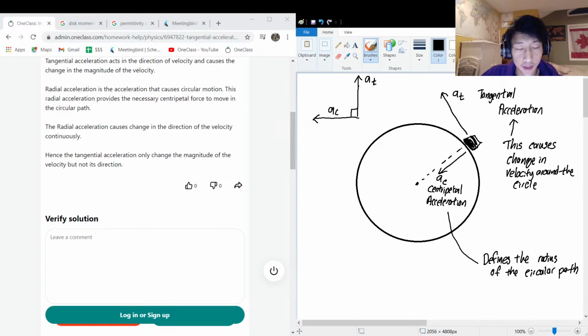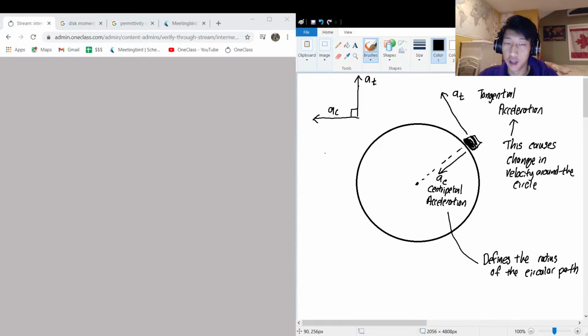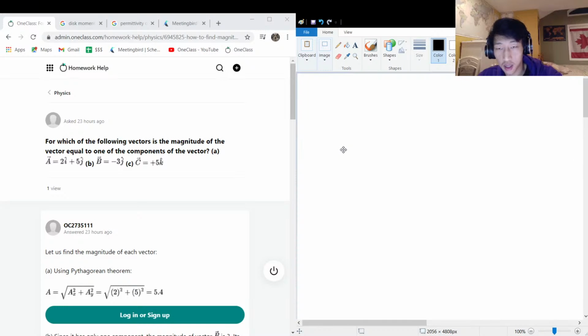Awesome, yeah, it's pretty much the exact same explanation. So, the above solution is good. Good job. Nice. Fun times with physics. Physics to the limits. I love physics.